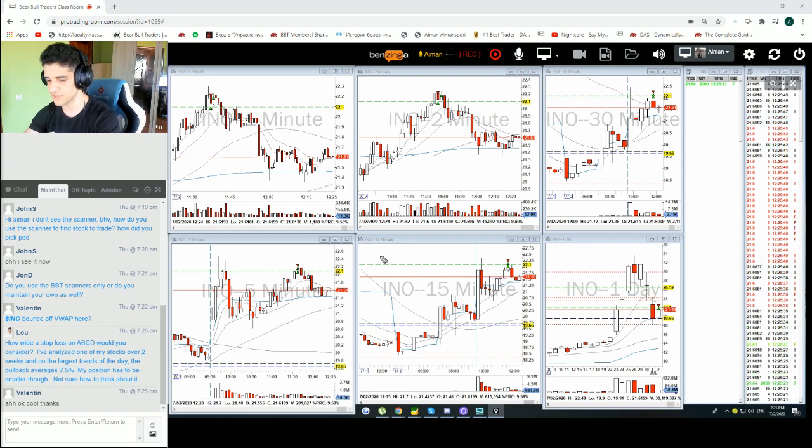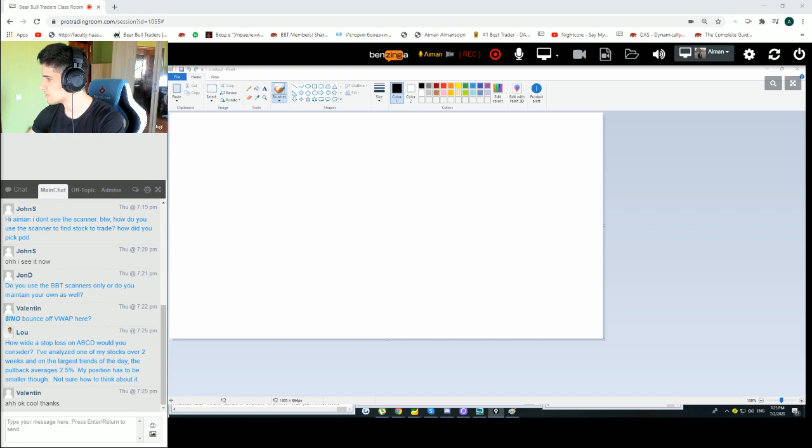And let me get a plain page. I love drawing, though I'm really bad at drawing. So 3 types of ABCD patterns. The first type of ABCD pattern looks like a stair right there. Like a stair, and this is the 9 moving average.